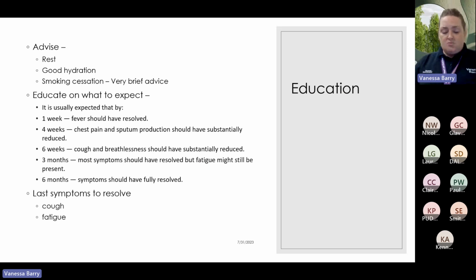Okay, from an education perspective, the most important thing we can do is prepare those patients, because people don't recognise that CAP and LRTI are not the same thing.